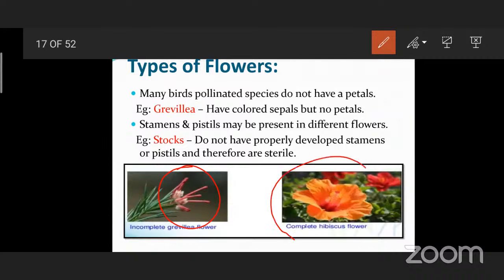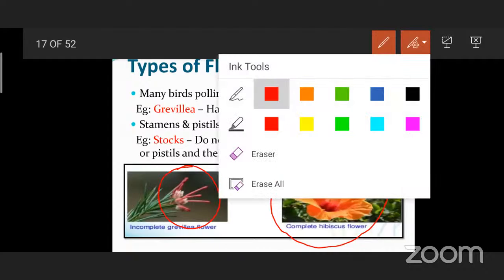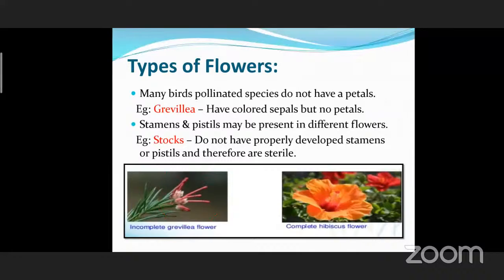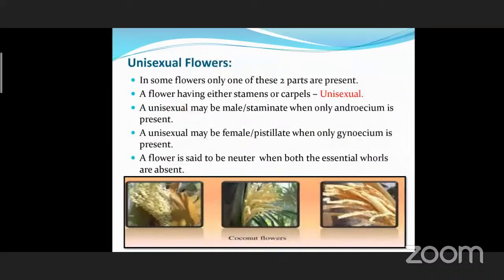So here this is a complete flower. Example, hibiscus flowers. Four whorls are present. These four whorls are calyx, corolla, androecium, and gynoecium. And next, unisexual flowers. In some flowers, only one of these two parts is present. A flower having either stamen or carpel is known as a unisexual flower. A unisexual flower may be male or staminate when only androecium is present.